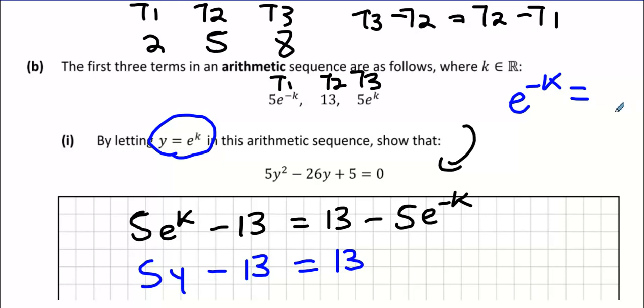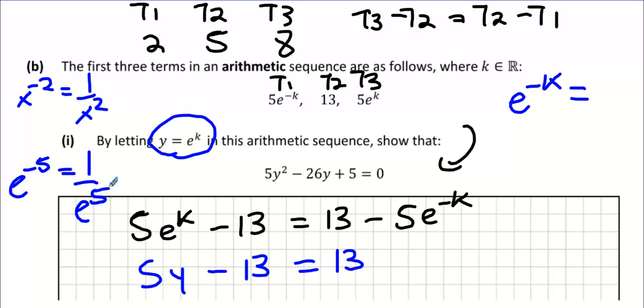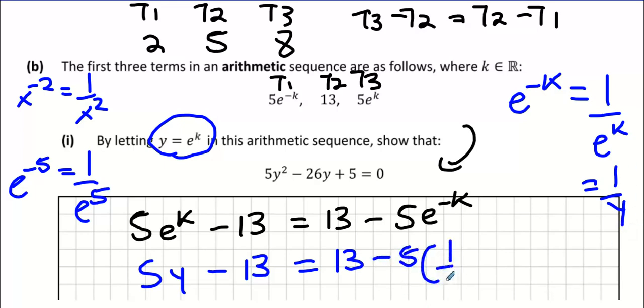Negative power rule. Anybody remember negative power rule? What's x to the minus 2? 1 over x squared. What's e to the minus 5? 1 over e to the 5. Therefore, e to the minus k is 1 over e to the k. And by that logic, it's 1 over y. So it's 5 times 1 over y. Everybody see that? Which is 5 over y. All right. Now that was the hard part.